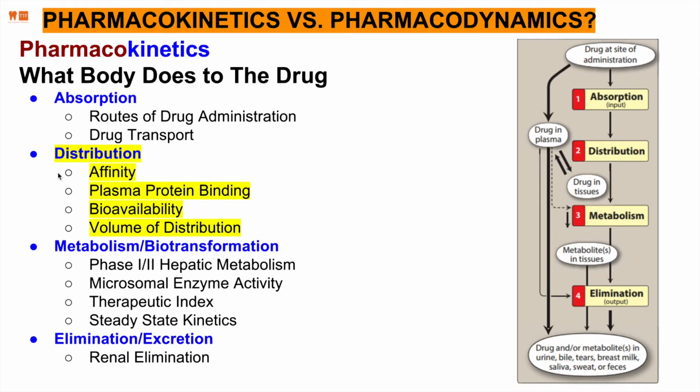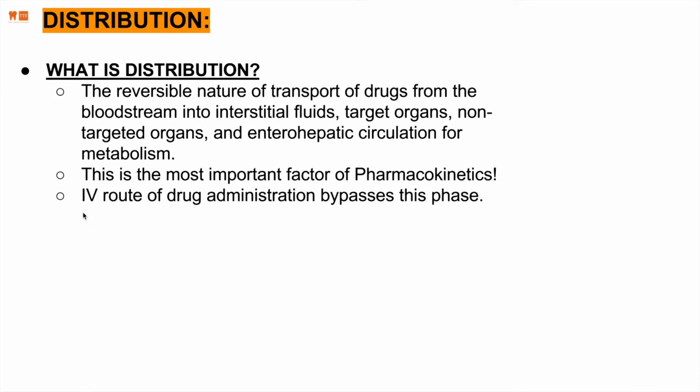We're going to talk about affinity, plasma protein binding, bioavailability, and volume of distribution. What is distribution? Let's begin with that. It is the reversible nature of transport of drug from the bloodstream into interstitial fluids, the target organs and non-target organs, and enterohepatic circulation for metabolism. Again, remember, this is reversible. This is the most important factor of pharmacokinetics. Most important. We mentioned that earlier. Distribution is number one.